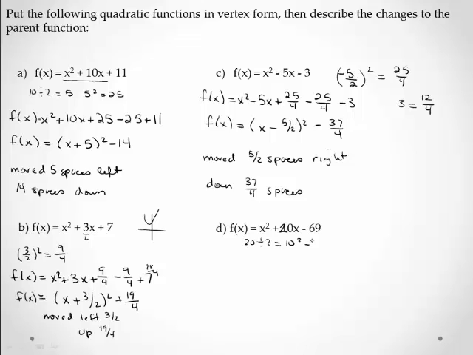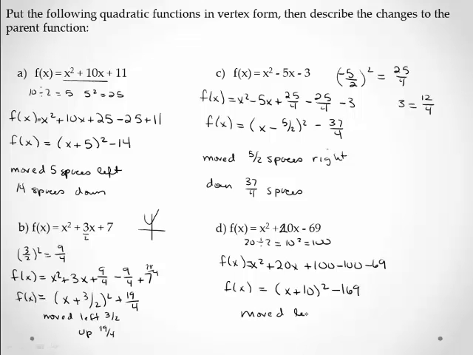Okay, we had our 20 divided by 2 is 10. 10 squared is 100. So I have x squared plus 20x plus 100 minus 100 minus 69. So I have (x plus 10) squared minus 169. I'll have moved left 10, and down 169. So that's how we convert to vertex form when there's no coefficient on the squared, but then we have to do an extra couple steps when there is a coefficient on the squared.